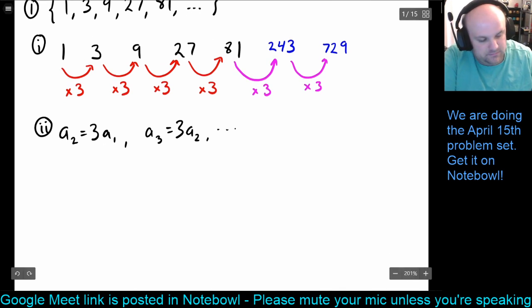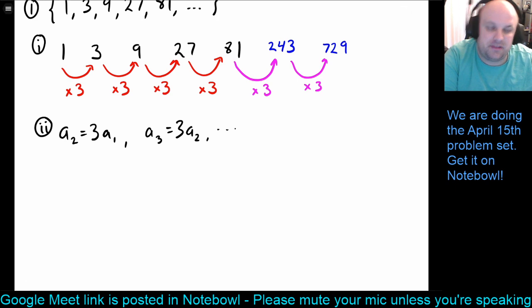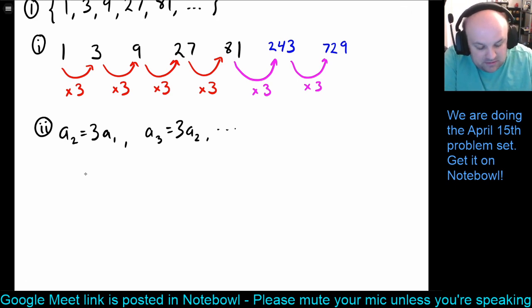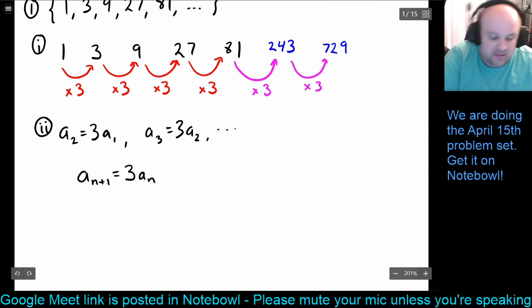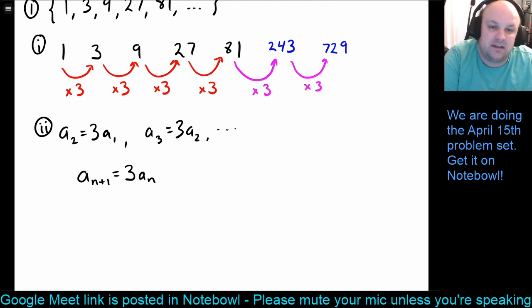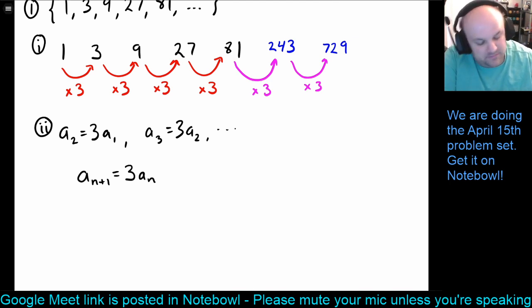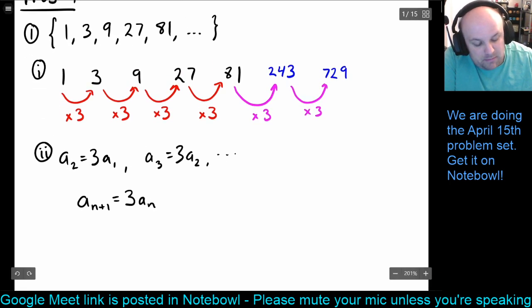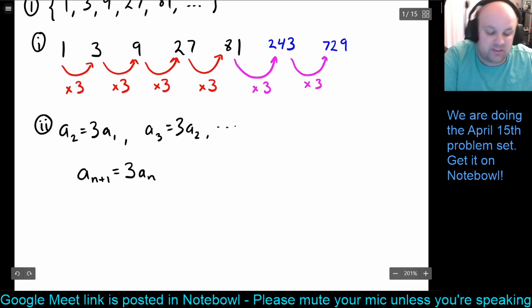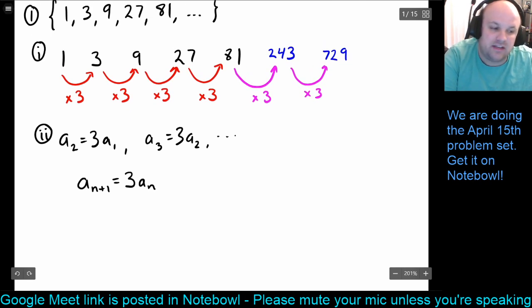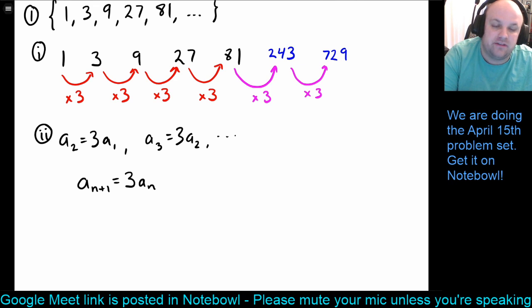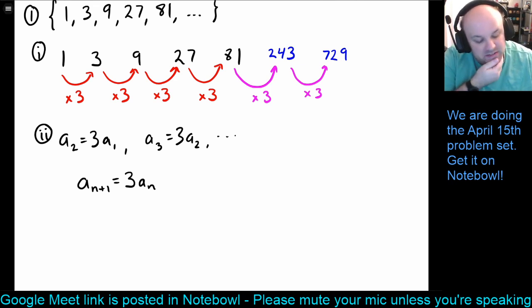Since I'm just multiplying by 3 each time, really what I'm going to say here is that a_{n+1} is 3 times a_n, because each term is always 3 times the previous term. And then remember, if I'm going to do a recurrence relation, I have to tell it where to start. I have to give it a seed to build off of. In this case, that seed is just the first term in the sequence.